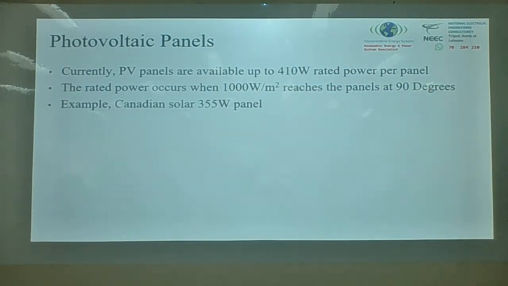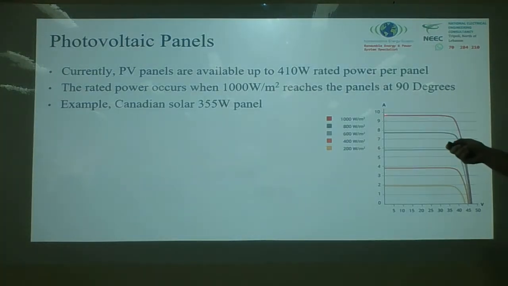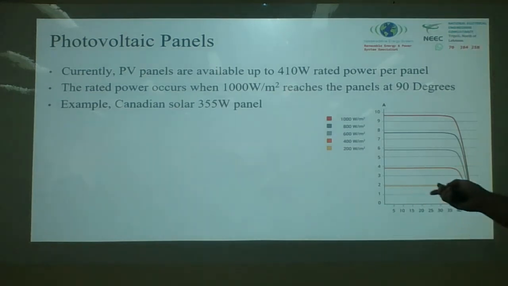For example, for a Canadian Solar 350 watt, can you see this? Look. When I have 1,000 watt per square meter, my current is about 9.8 maybe, 9.7. Can you see the voltages? They're very close to each other. But the current will vary from less than 2 amp to almost 10. So there's almost 8 amps variance. However, the voltage, look, the voltage varies between 47 to 43. Is that clear, guys? No.